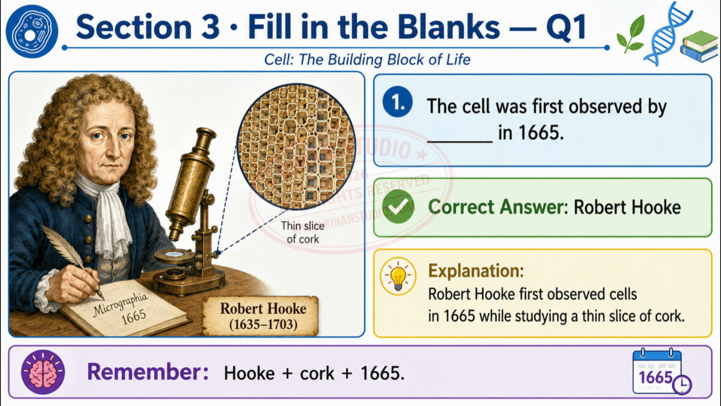1. The cell was first observed by blank in 1665. Robert Hooke. 2. The control center of the cell is the blank. Nucleus. 3. Blank is the movement of water across a selectively permeable membrane. Osmosis. 4. The energy currency of the cell is blank. ATP. 5. Blank cells lack a true nucleus. Prokaryotic. 6. The green pigment chlorophyll is found in the blank. Chloroplast.